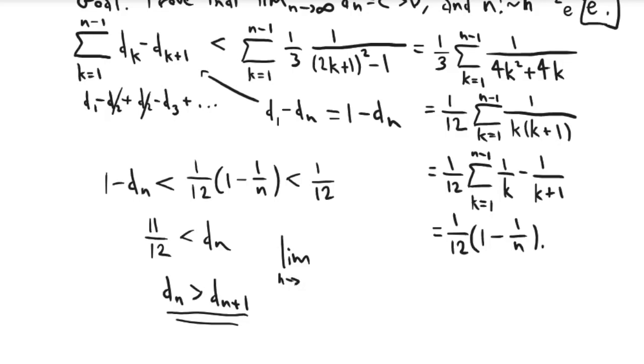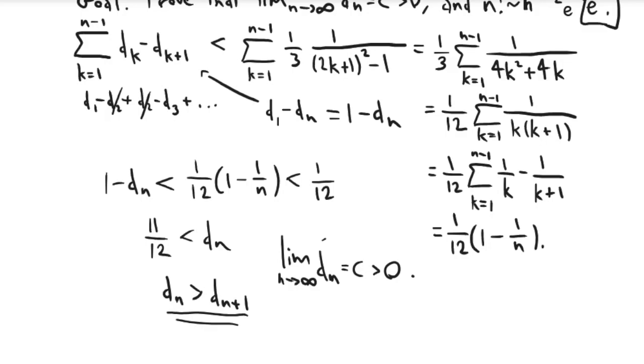So in particular, that tells me that the limit of d_n as n goes to infinity does actually exist. And because all of the d_n's are bounded below by something positive, it tells me that the limit is also positive. Great. So this was the first thing that we wanted to show.